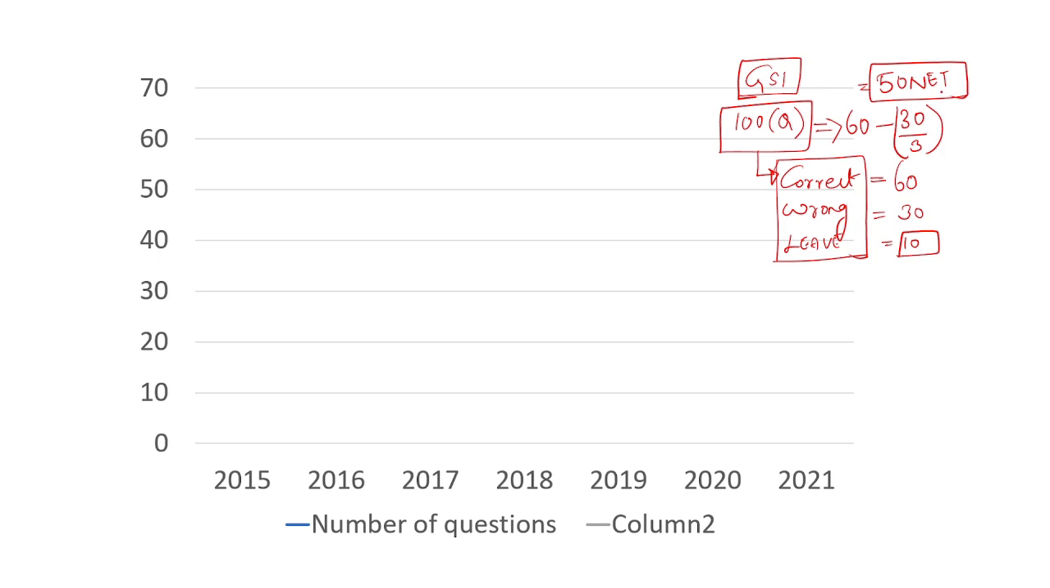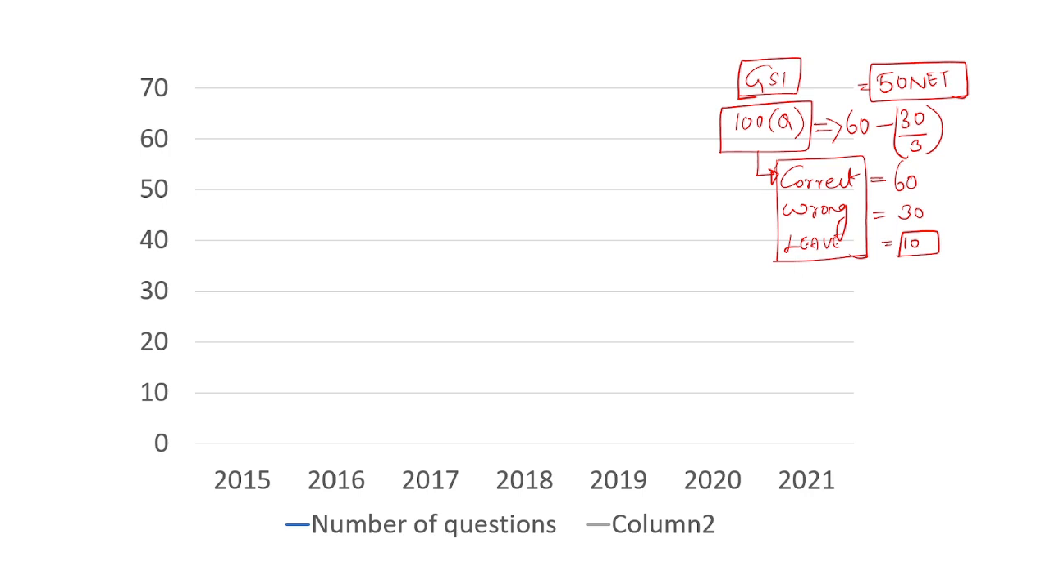So if somebody is saying the net number of questions, it means the number of questions correct minus the number of questions wrong divided by 3. This net is what I need as a number. This is what you should watch very closely now.